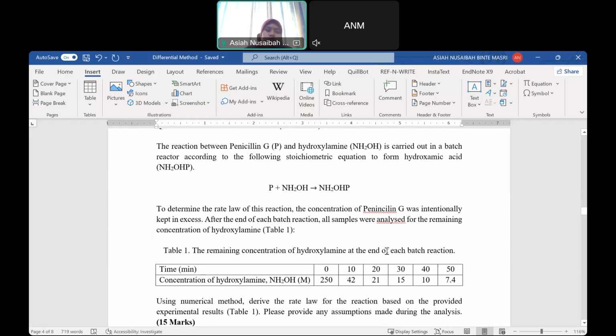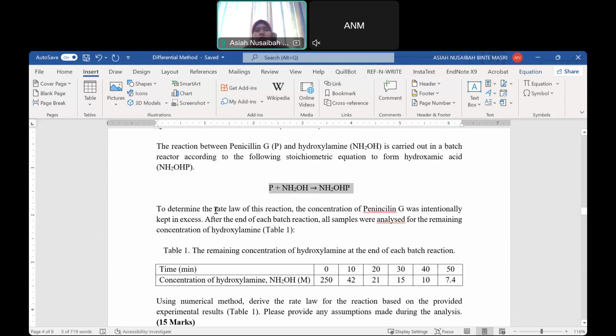You can pause the video for a while and try to read the question for 1 minute, and then we can discuss. All right, let's say you have read. Let's read the question. The reaction between penicillin G, represented by P, and hydroxylamine, NH2OH, so we have two reactants, is carried out in a batch reactor according to the following stoichiometric equation to form hydroxamic acid. So this is our product. We have two reactants and one product.